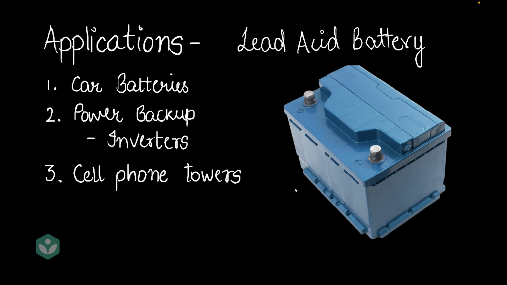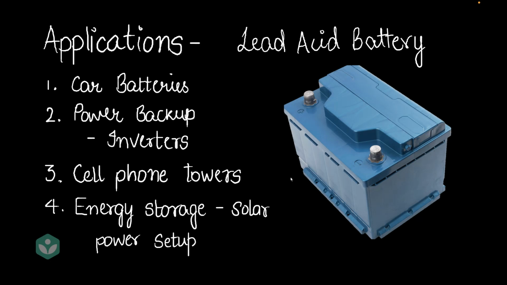When the main power gets cut, you immediately want to power up your cell phone tower, and these lead acid batteries are useful for power backup. They're also used to store energy, especially in solar power setups where you use solar power and you charge these batteries. And then in the night, when you don't have the sun, you use the batteries to power different appliances.